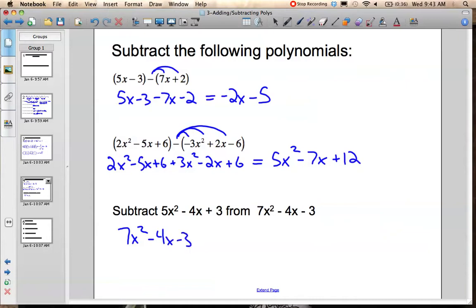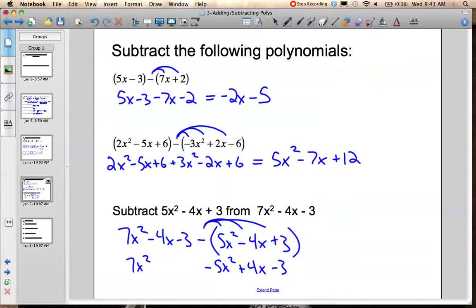Now don't be lazy here though, because you're subtracting the other polynomial. So set it up so you can do your distributing. Don't be lazy on me. So now we distribute that negative sign through. We're going to get a -5x squared, a +4x, and a -3.